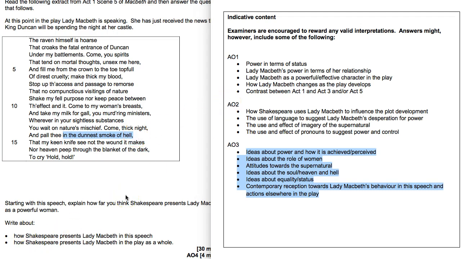Well, congratulations for getting this far. The logical next step is to do this essay, write it under time conditions, and then come back to the mark scheme and see how much you remembered. That will then make you remember it even more, and you will nail any Lady Macbeth question in the exam.